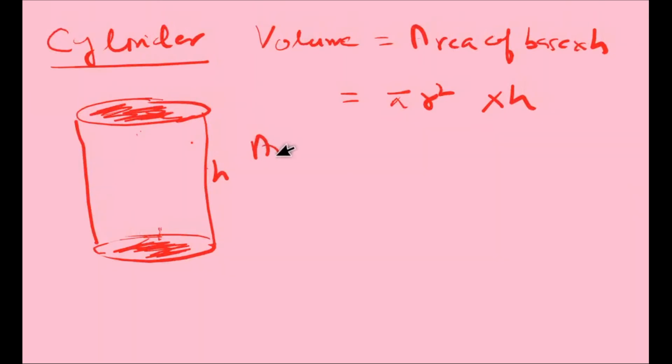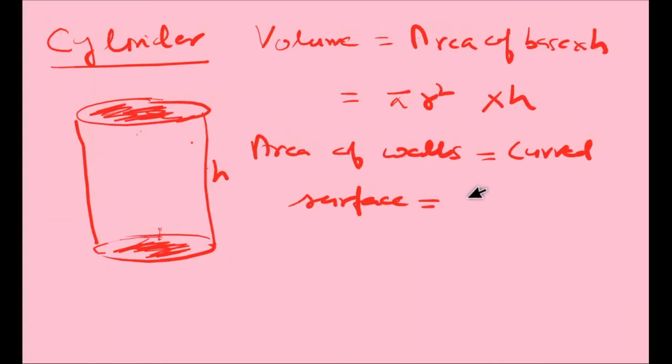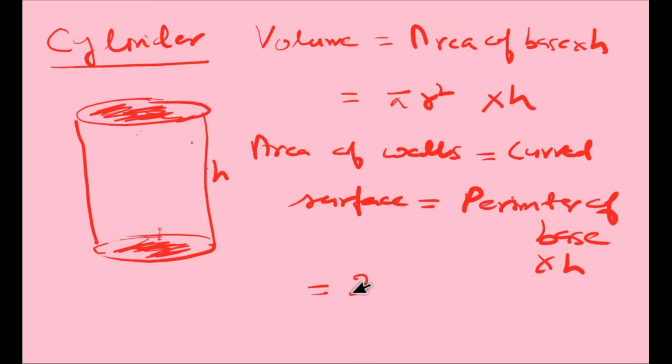Now area of walls, that is curved, therefore it is known as curved surface. That is perimeter of base into height. So what is the perimeter of circle? That is the circumference, and that is 2 pi r h. This one is r. Diameter equal to 2r.